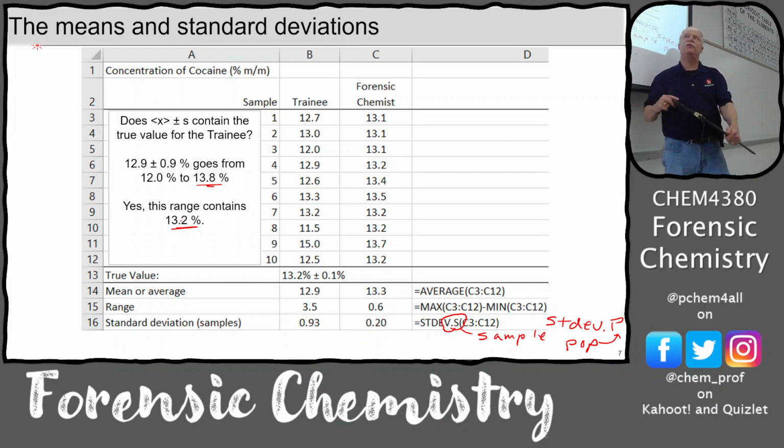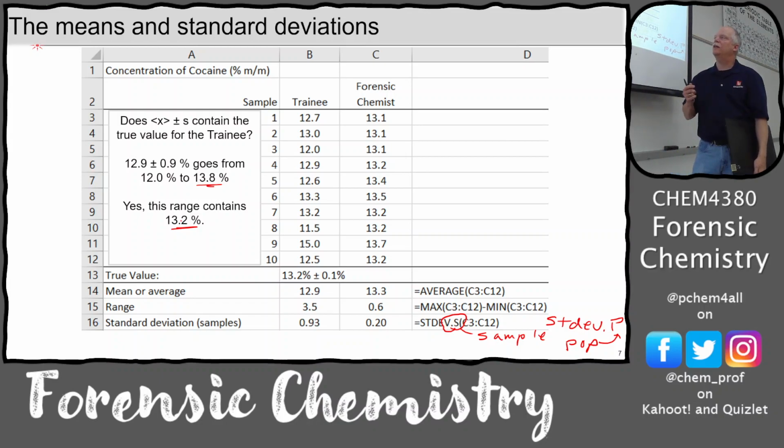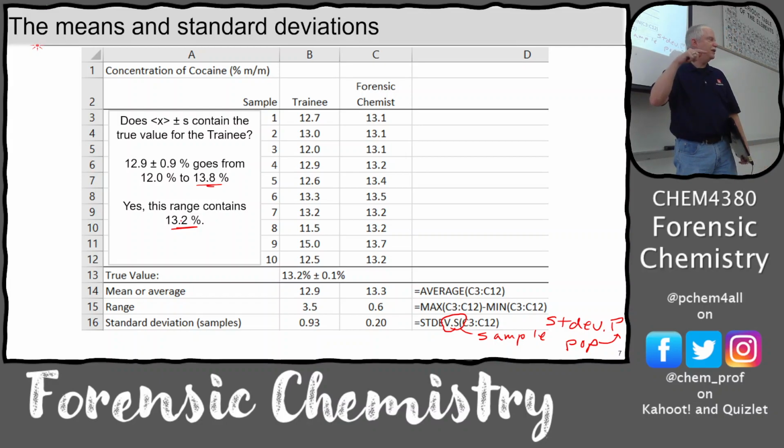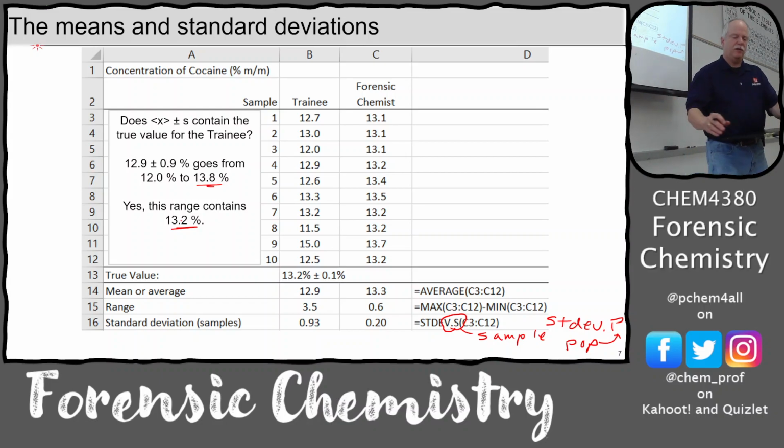We couldn't do this for the last data set that we analyzed because we didn't know the true value. We were doing the precision calculations last time, but we didn't have a true value, so we couldn't calculate the accuracy. We could only calculate the precision. But for this particular experiment, the accepted value for that cocaine sample is 13.2. So now we can test the accuracy. We would say that the trainee in this particular situation is accurate.